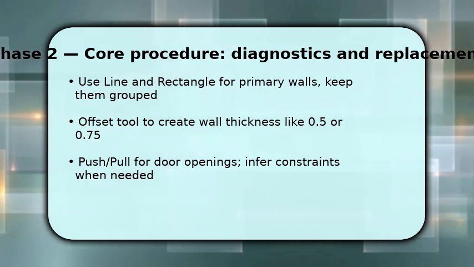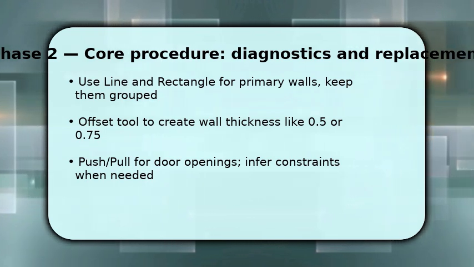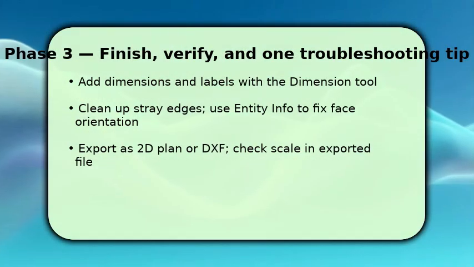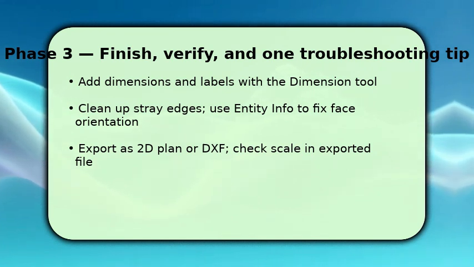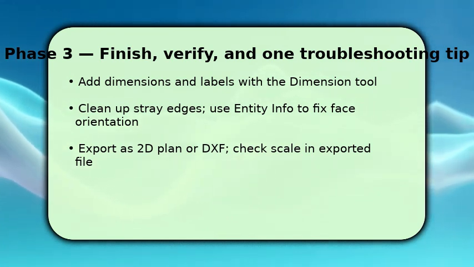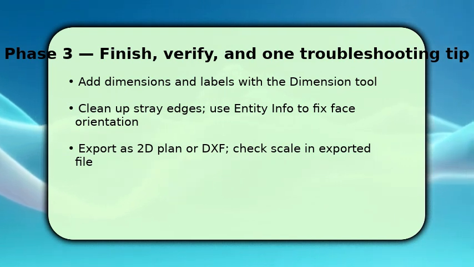Make sure you finish by adding dimensions, labels, and layers so the floor plan communicates clearly. Dimensions ensure measurements transfer to contractors. Once done, tidy up stray edges and reversed faces, select geometry and use entity info to flip faces if shadows or hatches look wrong. Export as 2D graphic or DXF and verify the scale in the exported file.